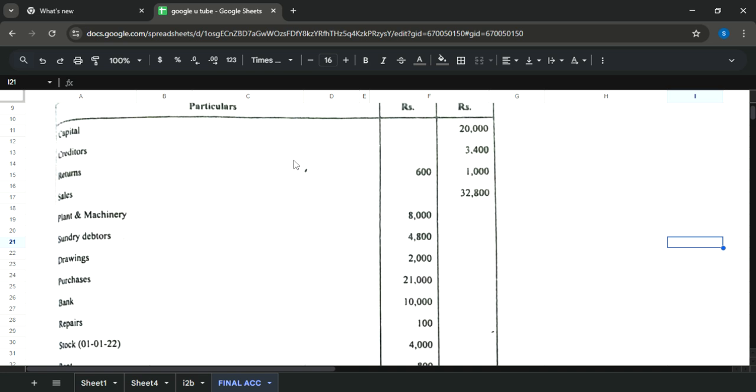Then we have returns. Now please note there are two returns present over here, one on the debit side, one on the credit side. You will decide which return is related to purchase and which return is related to sale. Please understand, sales are written on the credit side and their returns would be on the debit side. So it means 600, which is written on the debit side, is sales return.